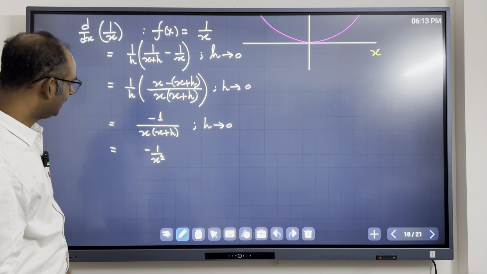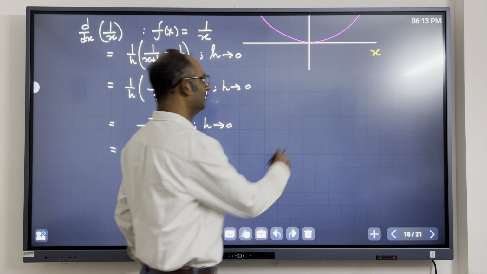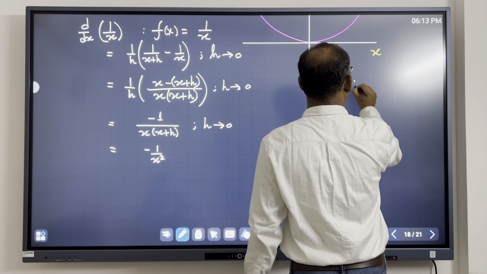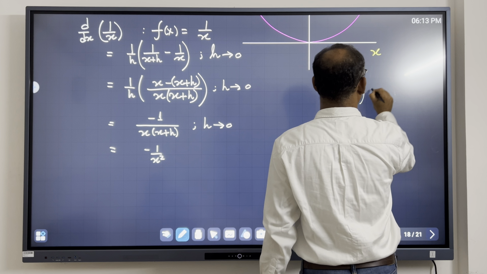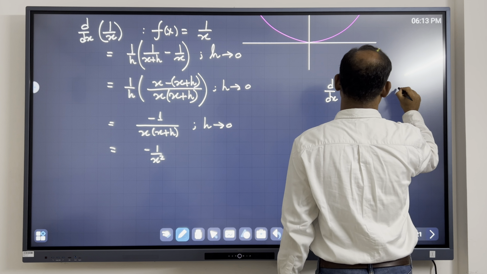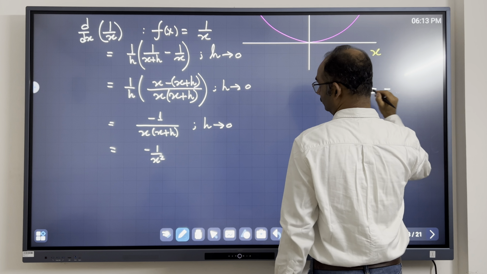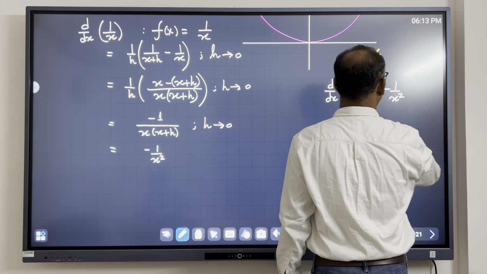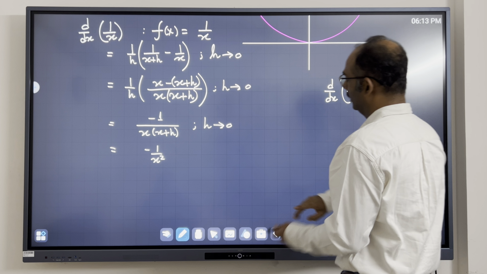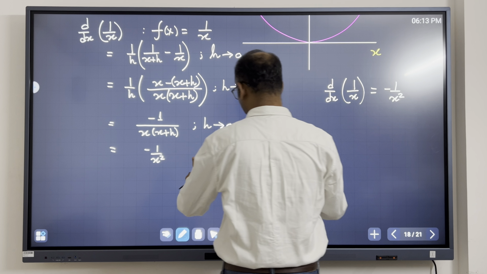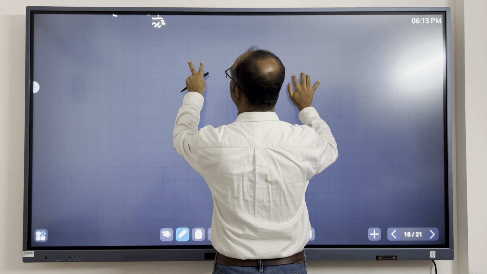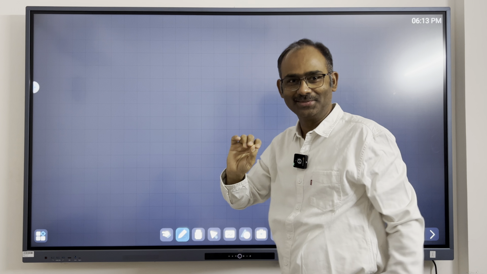So that we should write down somewhere. d over dx of 1 over x is minus 1 over x square. Okay, good.